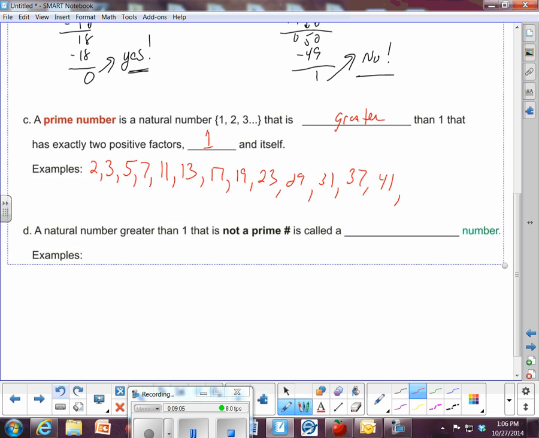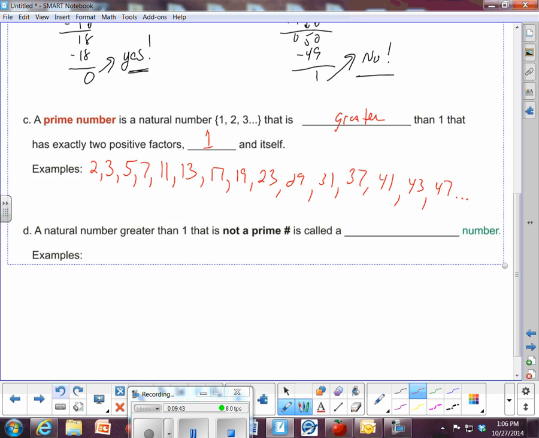42, no. 6 times 7, 2 times 21. 43, yeah, 43 is prime. 44, no. 45, no. 46, no. 47, 47 is prime. And we'll go dot, dot, dot. There are an infinite number of prime numbers. And you can list them all if you want, but I don't think you have enough time to do that. Those are the prime numbers up to 50, because 48 is not prime, 49 is not prime, and 50 is not prime. Okay? And again, there are more. We only listed some of them.